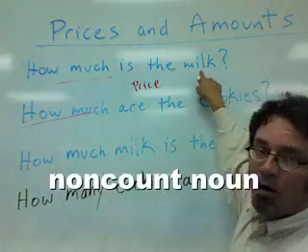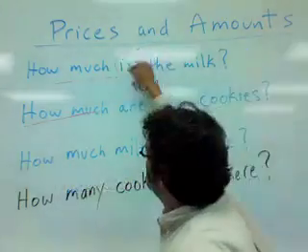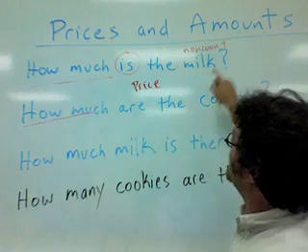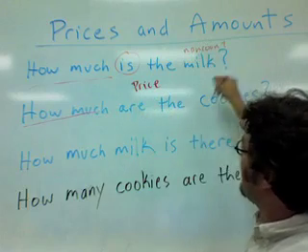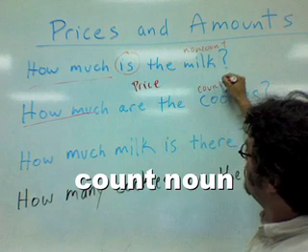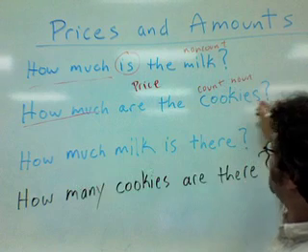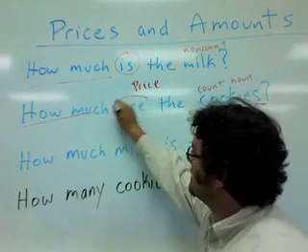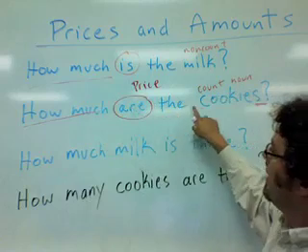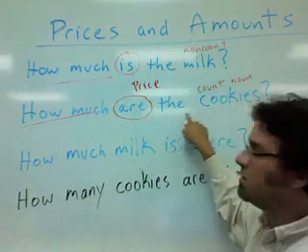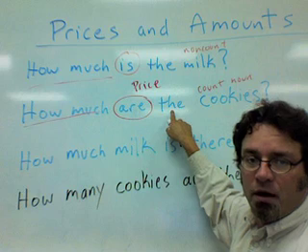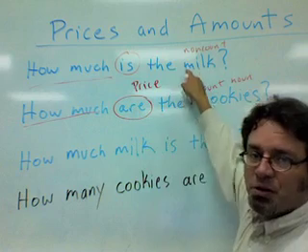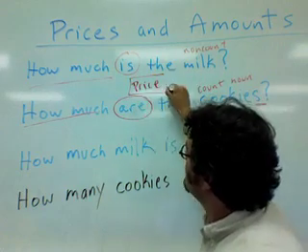If it's a non-count noun, you're going to use the verb is. This is a non-count noun. With a count noun, and you can tell it's a count noun because there's the plural here, you're going to say how much are, and then the item. Usually you'll use the article, the. How much are the cookies? These two questions ask about price.